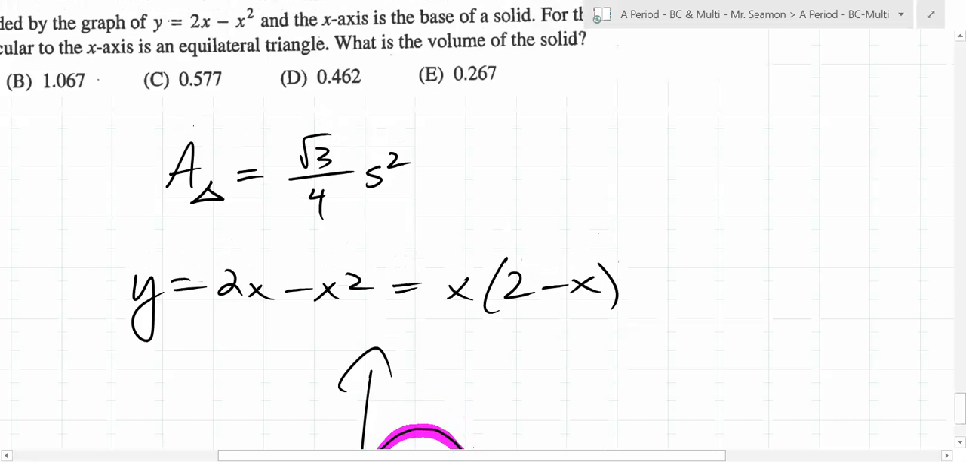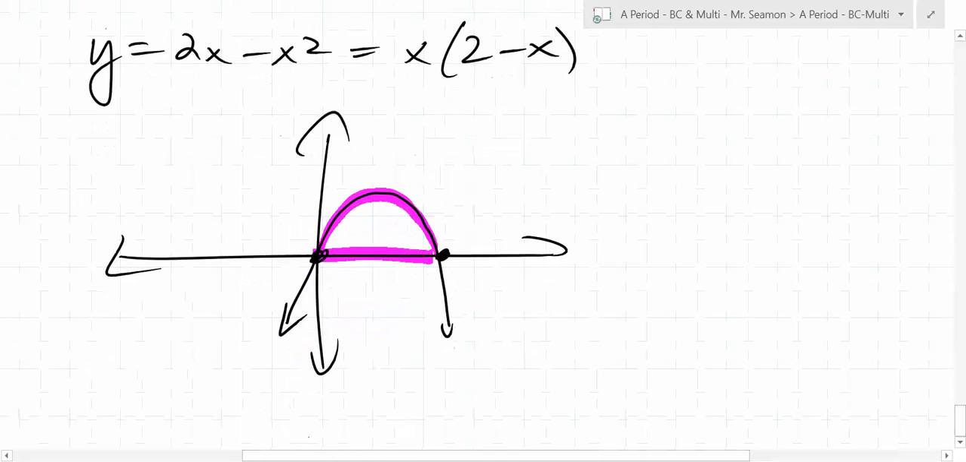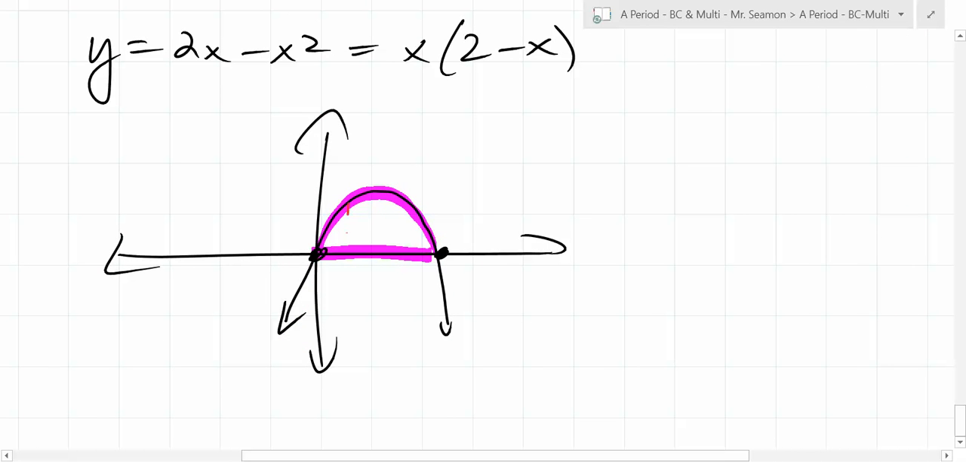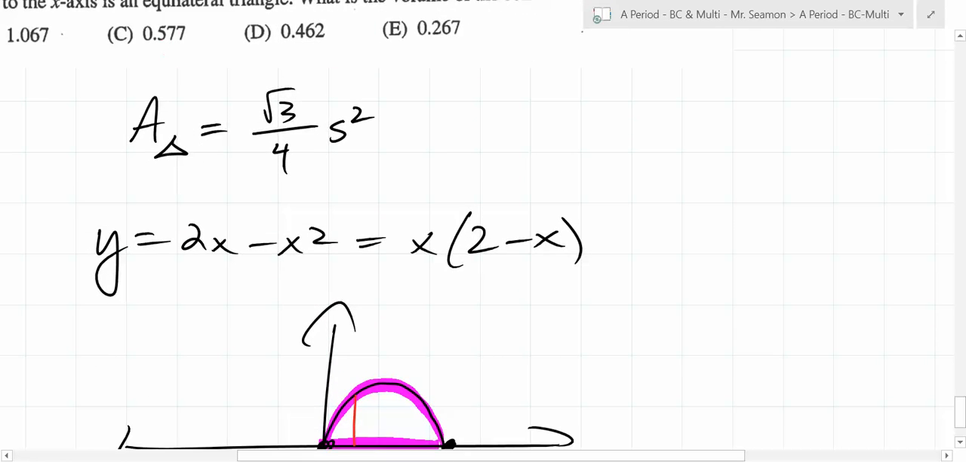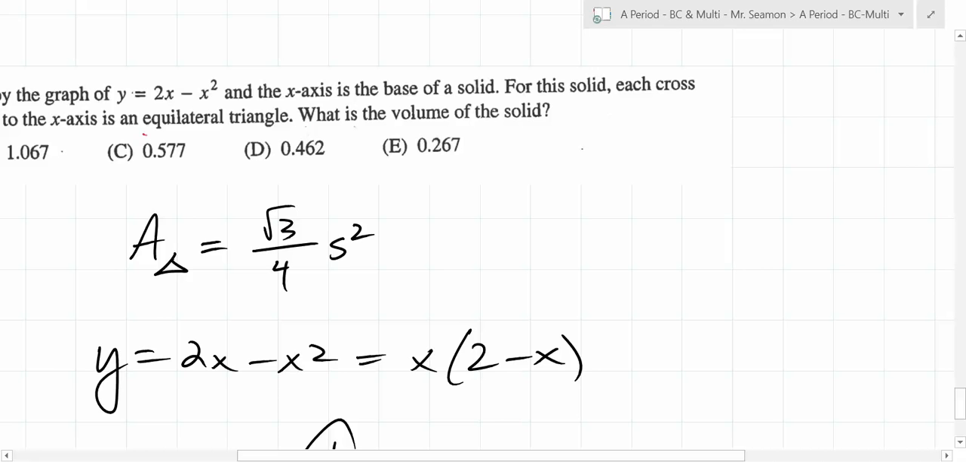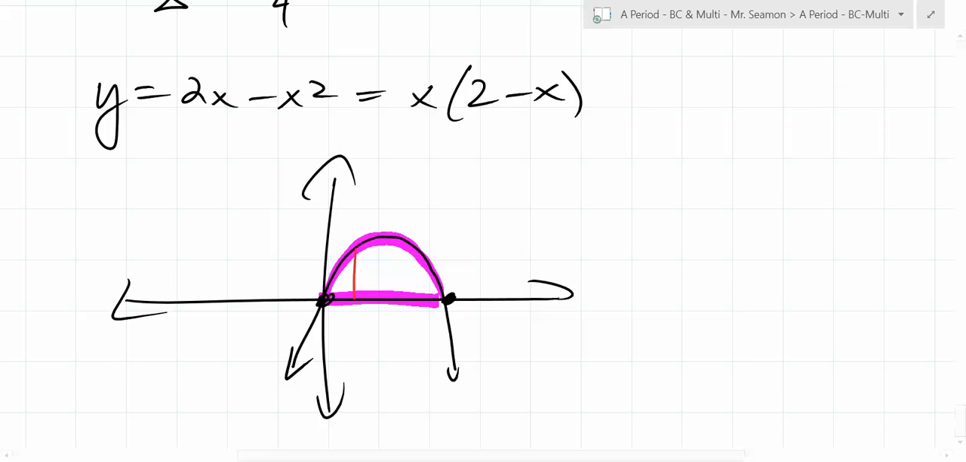And then it says the cross sections are perpendicular to the x-axis. So where are these cross sections? Like that, correct? Each of those cross sections is the base of a what? The base of an equilateral triangle, right? So if you were to draw this, you have these equilateral triangles that pop up, right? So then there would be another one right there and another one right there, correct? Does everybody see these? It's not bad. There's kind of like an arc right there. So the question is, what are you integrating? Are you integrating with respect to x or y?